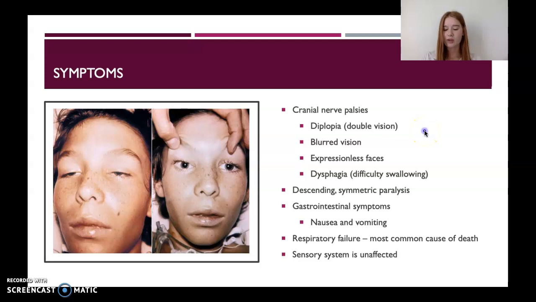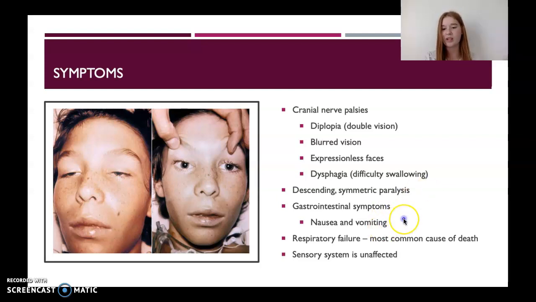Botulism has a series of unique and identifiable symptoms. They always begin with cranial nerve palsies, so that's a decrease or complete loss of function of the muscles in the face. Some symptoms of this are double vision, blurred vision, expressionless faces, as you can see over here, and some difficulty swallowing. This is always followed by descending symmetrical paralysis of the voluntary muscles, starting with the neck and then the shoulders, going to the arms and the legs and the torso.